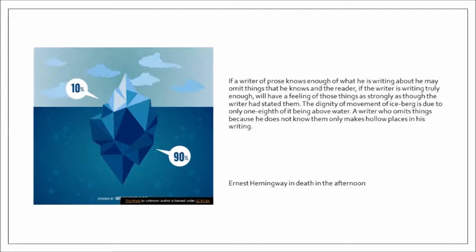Finally, Hemingway criticized all those writers who don't have enough ability to use this theory properly, because when they do it and they don't have enough information, they are going to make the reader lost or even confused. So he said the following: if a writer of prose knows enough of what he's writing about, he may omit things that he knows, and the reader, if the writer is writing truly enough, will have a feeling of all things as strongly as though the writer had stated them. The dignity of movement of an iceberg is due to only one-eighth of it being above water. A writer who omits things because he does not know them only makes hollow places in his writing.